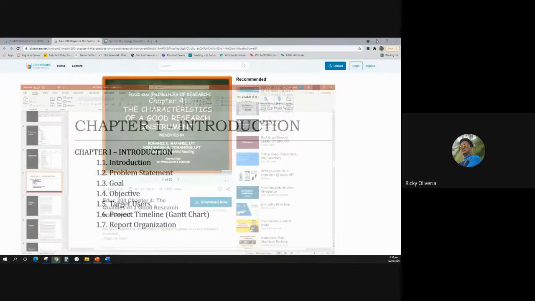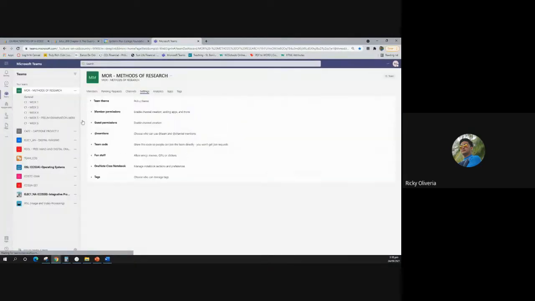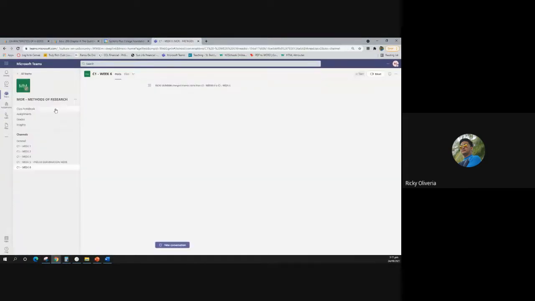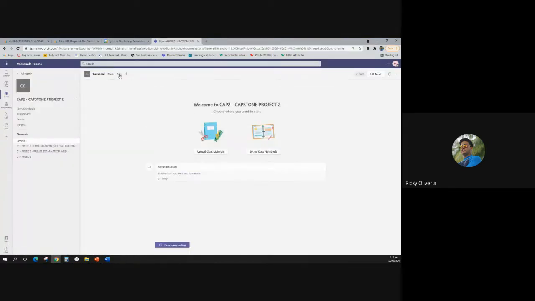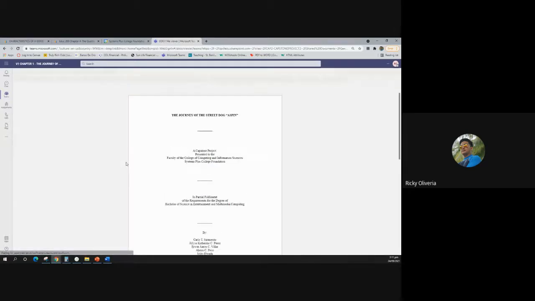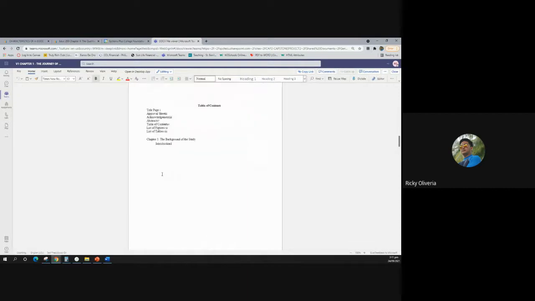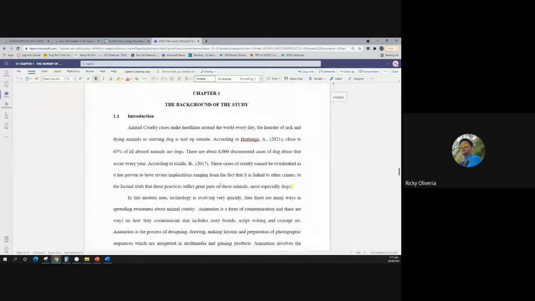Let me see whether I could show you the introduction of the different groups. Let's say, tignan natin itong introduction ng group 1. This is a work in progress, no? Ibig sabihin, hindi pa tapos ito. Still, they have to do, no? Ayan, no?